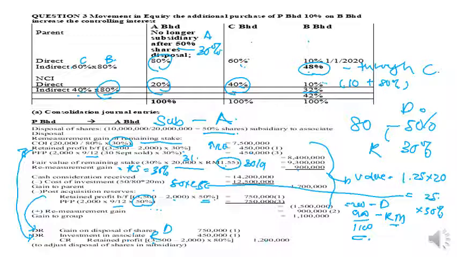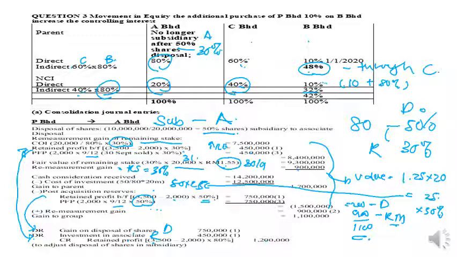You only have an associate here, but we need to look at the value at the acquisition date. So 80% means that NCI has another 20%. In C, P has a direct 60%, and that means that NCI has another 40%. In B, indirect, we have 10%, which is acquired on 1st of January 2020, indirectly through C.